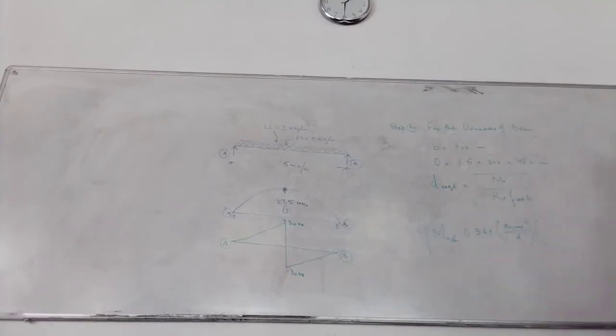into 1 minus 0.42 XU max by D, BD square FCK. This equation is given in the code.